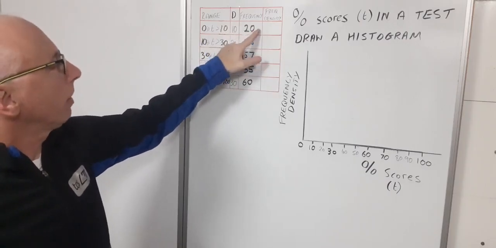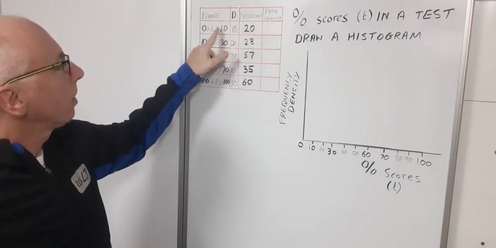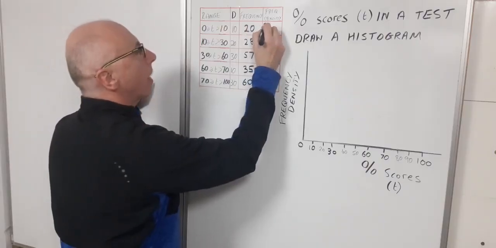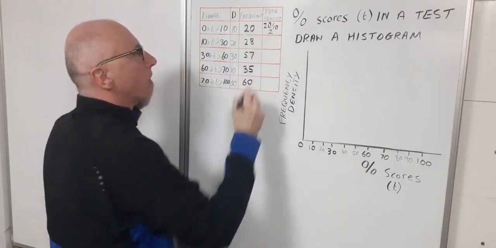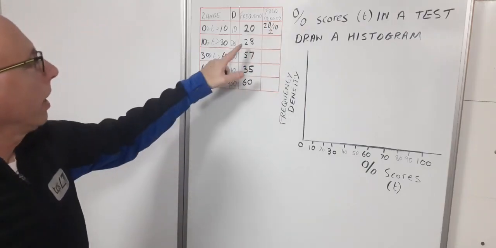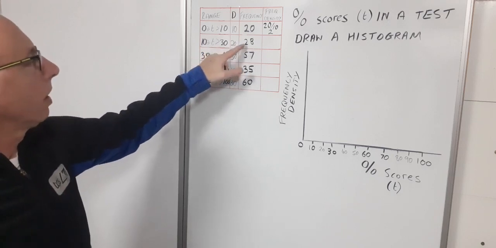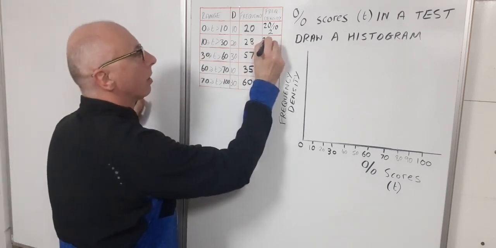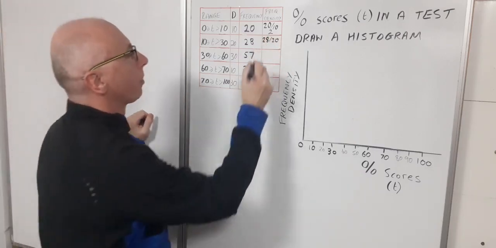So for example here, 0 to 10, the frequency of that was 20. The range is 10, so 20 divided by 10, that gives me 2. Then here I've got 20 for my range because it's 10 to 30. Frequency is 28. 28 divided by 20, that's going to give me 1.4.